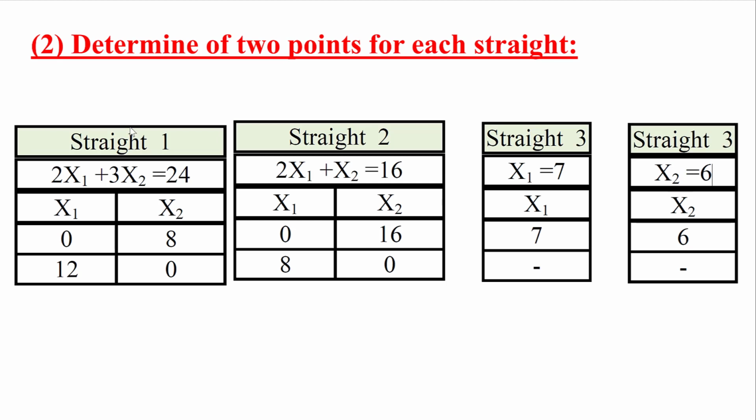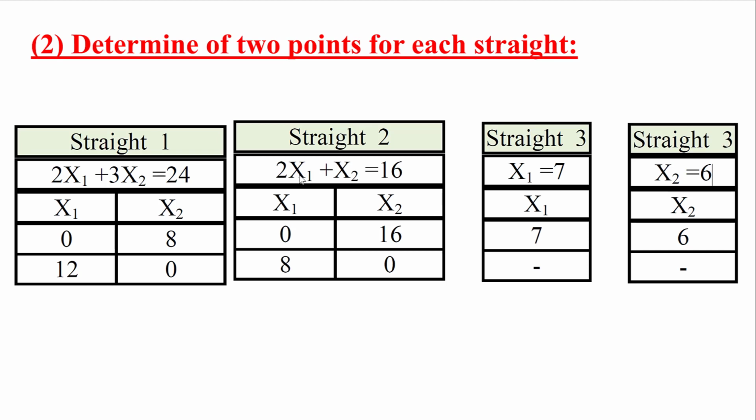So the first line, 2x1 + 3x2 = 24. When x1 is 0, x2 will be 8, because 3x2 = 24, so x2 is 24 divided by 3, which is 8. When x2 equals 0, x1 will be 12. How? x1 will be 24 divided by 2, so it will be 12.